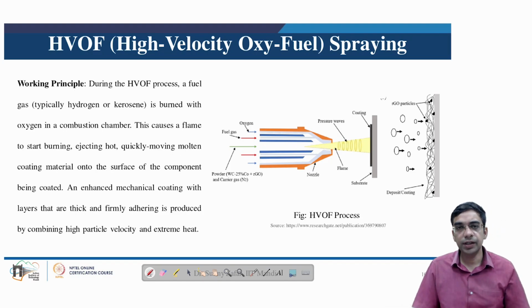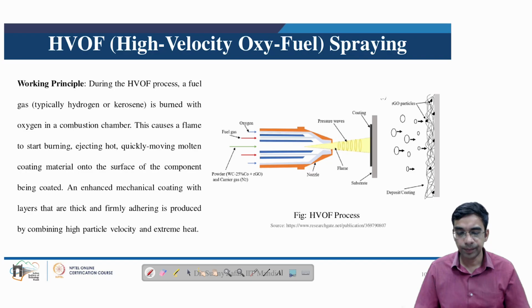The next process in thermal spray is high velocity oxy-fuel spraying. During the HVOF process, a fuel gas, typically hydrogen or kerosene, is burnt with oxygen in a combustion chamber. This causes a flame, ejecting hot and quickly moving molten material onto the surface of the component being coated. An enhanced mechanical coating with thick layers of firmly adhering particles is produced because of the high particle velocity and extreme heat.